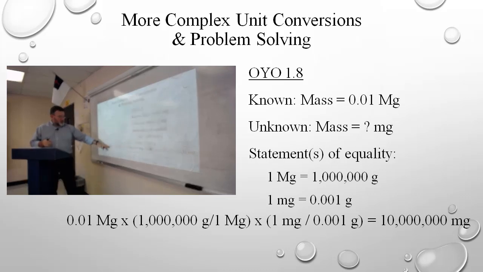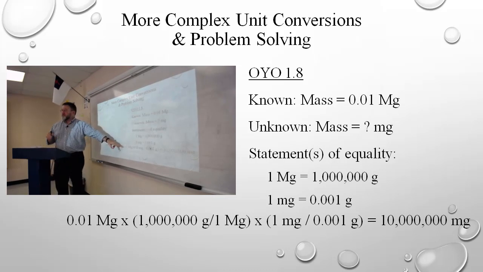It's kind of long here, but 0.01 megagrams times, I'm going to my base unit, so my intermediary unit, which is my base unit, 1 million grams per 1 megagram. See that they're equal to each other. I'm going from mega, so I put mega in the denominator, and in the numerator I have grams, which is my intermediary unit, times another conversion factor based on my second statement of equality, that 1 milligram is equal to 1/1000th of a gram. And the same thing, I'm going to put my intermediary unit in the denominator and my desired units in the numerator.